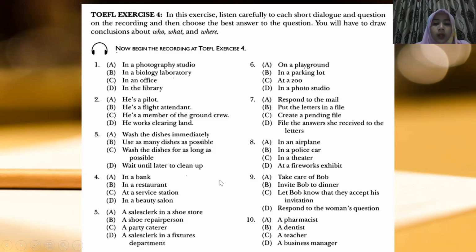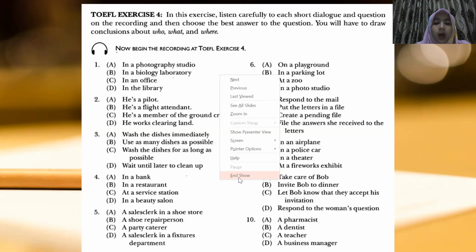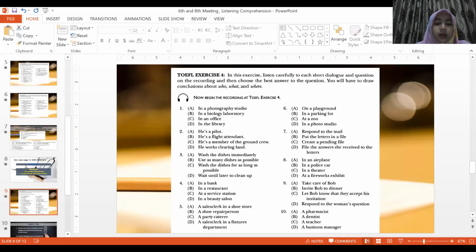Okay, I will open up. I will play the audio first. Oh, sorry. I will play it in another application. So the voice is louder ya. VLC biasanya lebih louder.